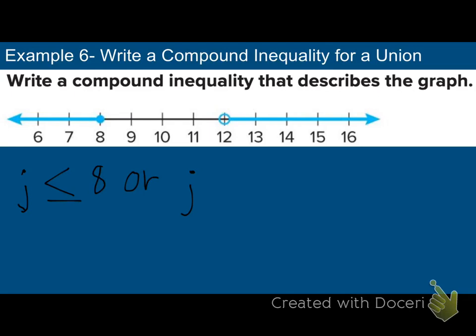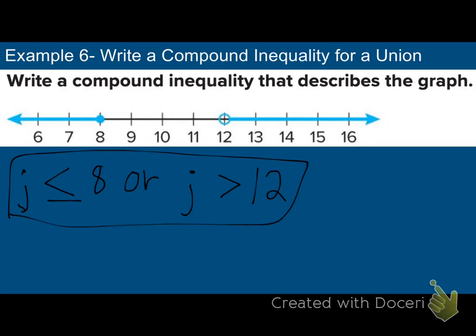We got J again. What number am I using here? 12. It's the other number that has the circle on it. It's shaded to the right of 12, so that would be greater than. Open or closed circle? Open. Line or no line? No line. Is this my final answer? Yes, it is. Questions how I got that?